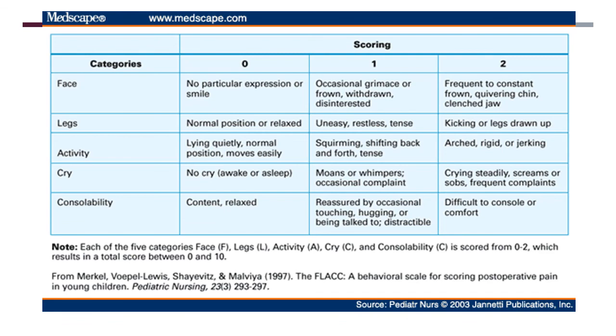This is your FLACC scale, and same situation: face, legs, activity, cry, consolability, 0, 1, 2. Obviously, the bigger the number, the more uncomfortable they are.